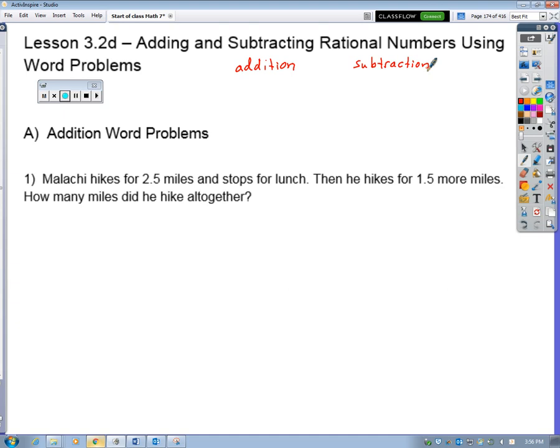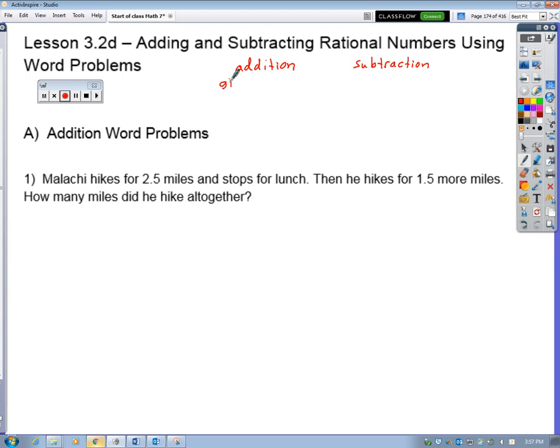Alright, but I also need to tell you that it's hard to teach word problems, like I've said before, because not all word problems are going to be exactly the same. So I can't tell you exactly how to go about solving each one. I can only give you some tips that are going to work for most word problems. Not all, but most. Let's take a look at addition first.